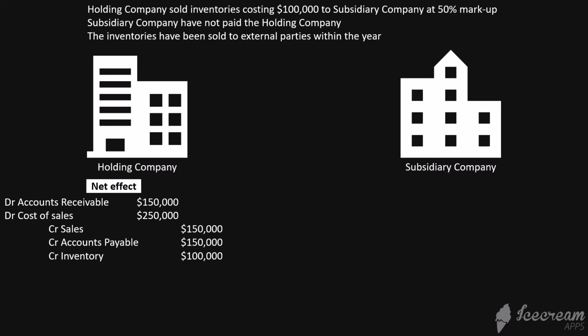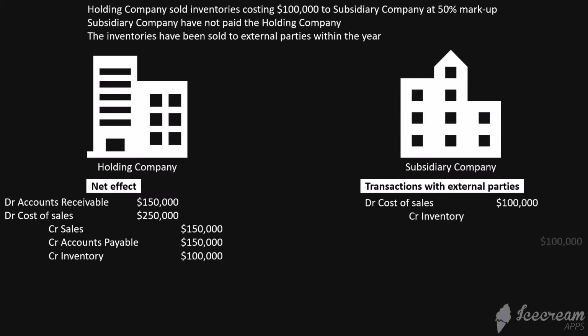I told you earlier, it is debit cost of sales, credit inventory to record the subsidiary selling the inventories to external party. But what is the amount involved? Is it $150,000? No, we must recognize the cost of sales at the original cost the holding company purchased the inventory at, which is $100,000. Treat this as if the sales between the holding and subsidiary company did not happen at all, since it is a sale between two companies of the same group.